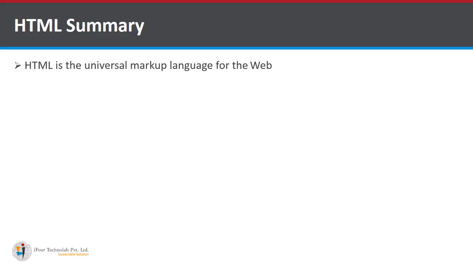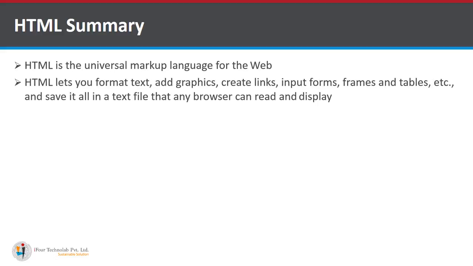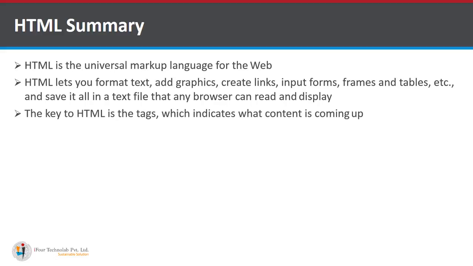Now let's have an HTML summary. HTML is a universal markup language for the web, which I have already explained to you. HTML lets you format text, add graphics, create links, input forms, frames, and tables, and save it all in a text file that any browser can read and display. The key to HTML is the tag, which indicates that content is coming up.